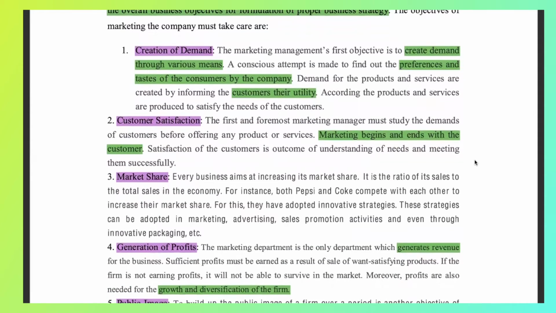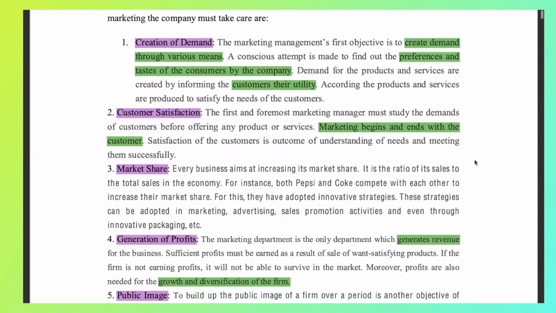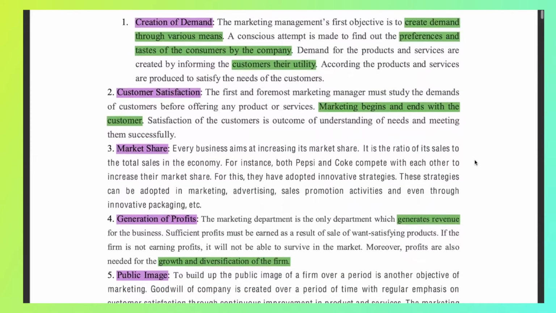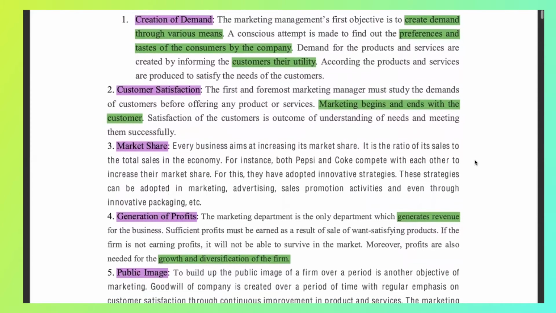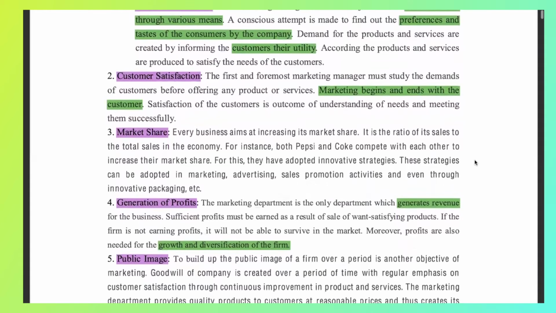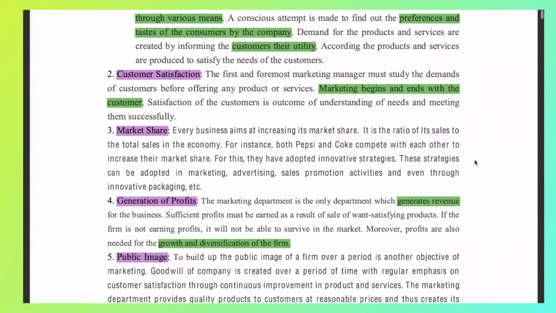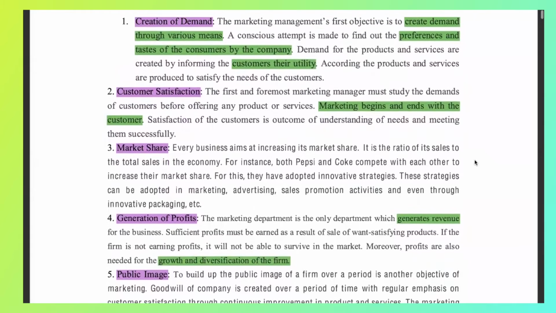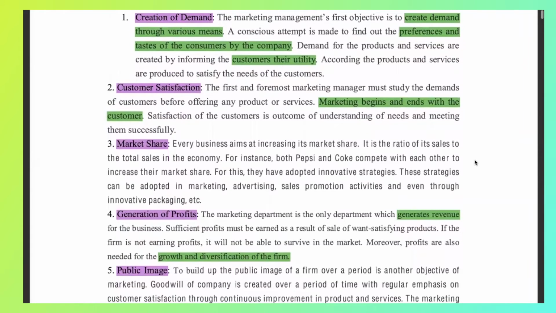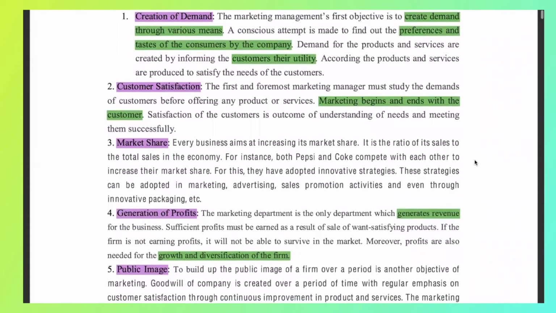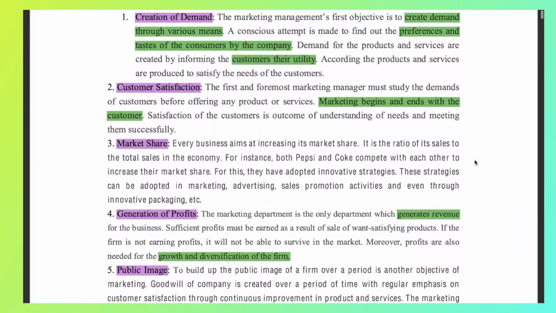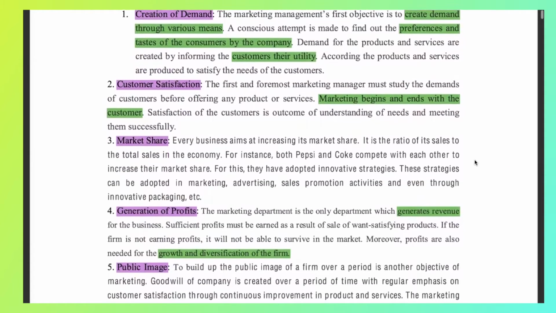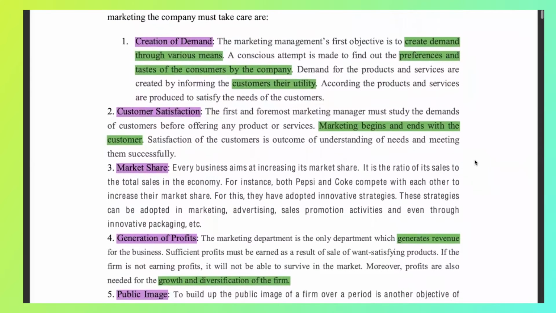So marketing management's first objective is to create demand through various means. A conscious attempt is made to find out the preferences and tastes of the consumers by the company. Demand for the products and services is created by informing customers of the utility. And according to the products, utility is basically satisfaction. If you've studied economics, you know what utility is. Utility is basically how much satisfaction you derive from a certain product. And accordingly, the products and services are produced to satisfy the needs of the customers.